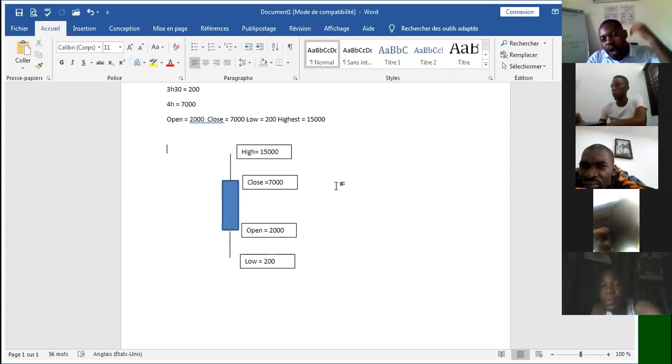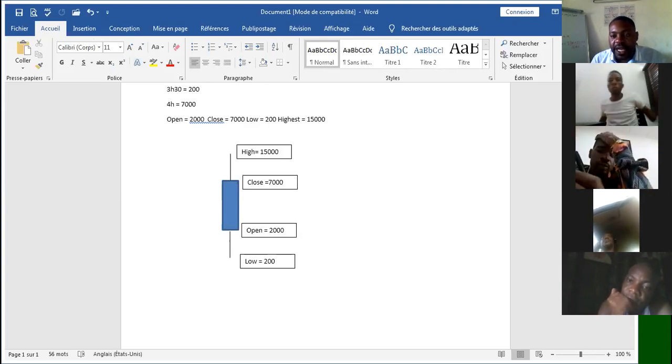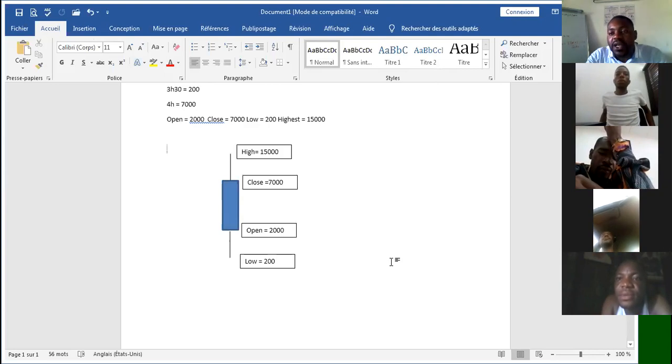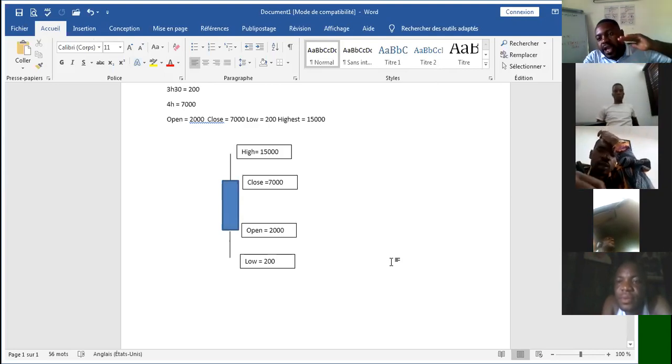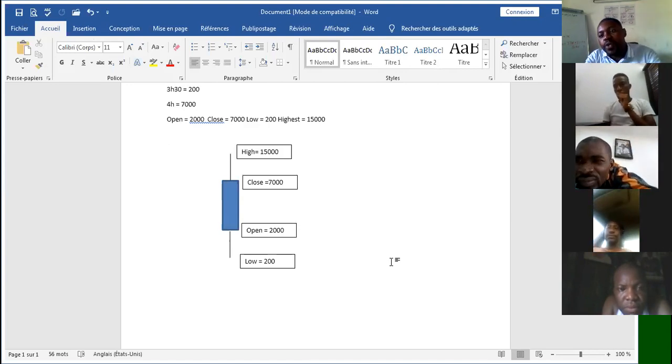And I'll bring you up now to the third thing to know about candlestick. There are two types of candlestick price action: a bullish candlestick and a bearish candlestick. Now, I don't need to see the color of a candlestick. When a market opens at a low price and closes at a high price, it forms what we call a bullish candlestick. What we just have here is a bullish candlestick because our market opened at 2,000 and then it went up to close at 7,000. That is a bullish candlestick.